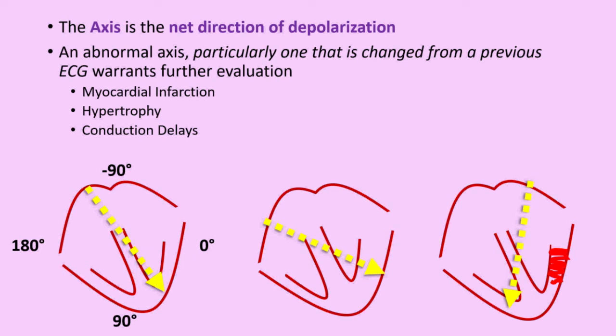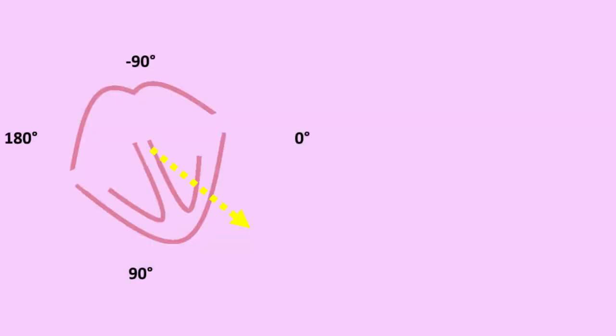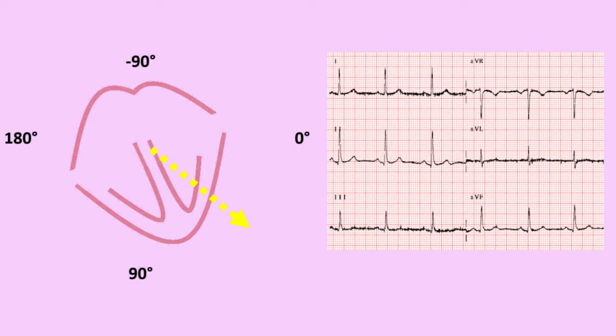Next, let's learn how we can estimate the cardiac axis from an EKG strip. Here we have a normal heart with a normal cardiac axis somewhere in between 0 and 90 degrees. And here we have our EKG printout. The first lead that we're going to want to look at when we're trying to localize the cardiac axis is lead 1.